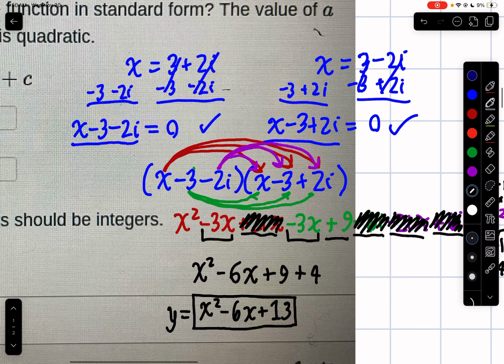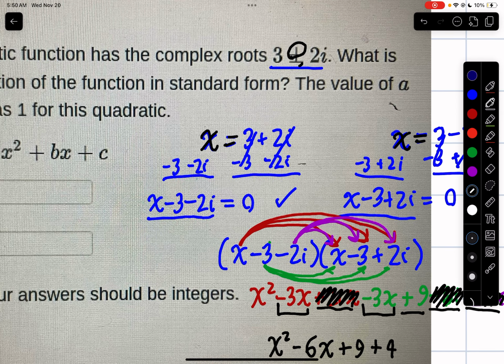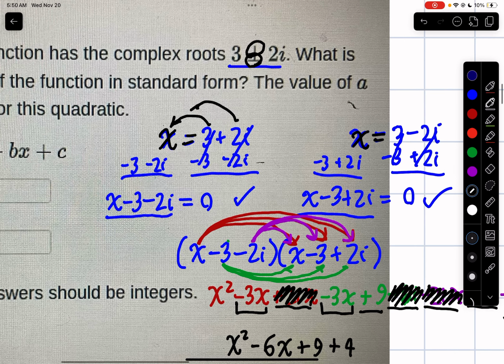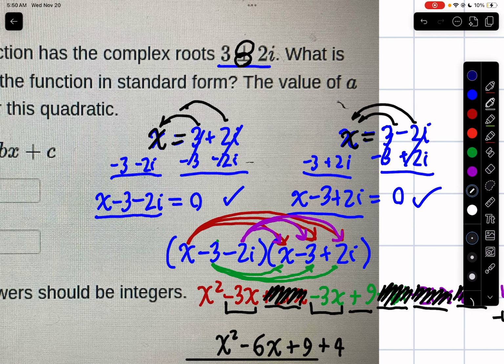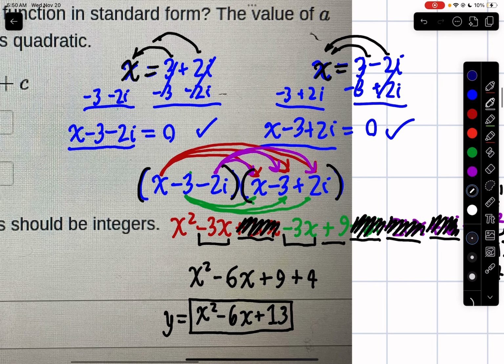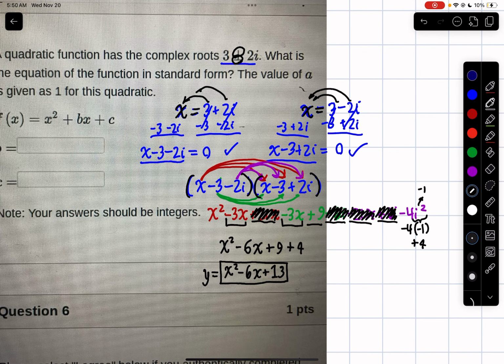So in summary, we set x equal to both our solutions. We split up the plus and the minus into two different solutions. We moved everything back over so that we were equal to 0. And then we multiplied the two expressions to get the standard form. Okay, I hope that helps. Let me know if it doesn't, and I can explain it a different way.